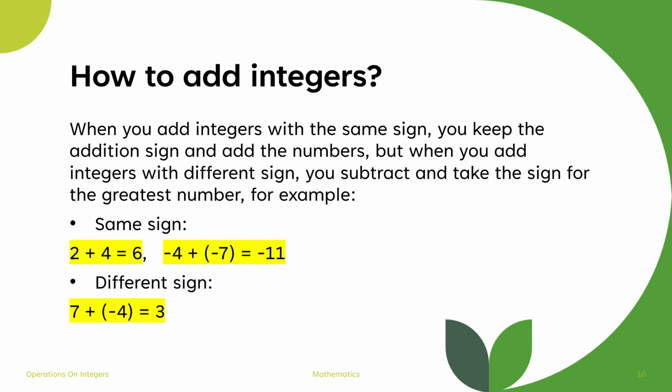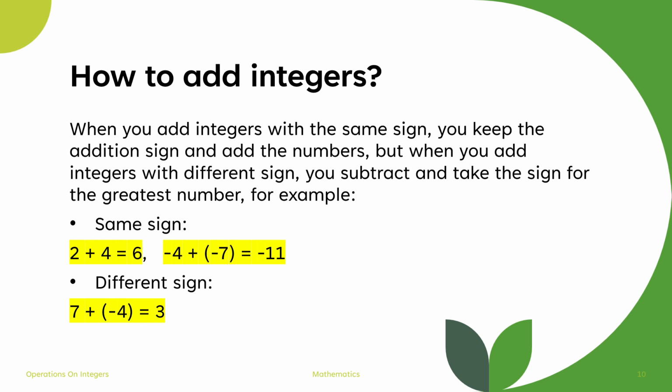So here we have how to add integers with the same sign and different signs. When you add integers with the same sign, you keep the sign and add the numbers. If you have 2 integers with a positive sign, the sum will always be positive. And when you have 2 negative integers, the same thing happens. The sum will be negative.